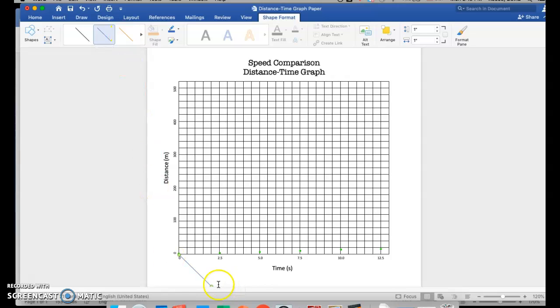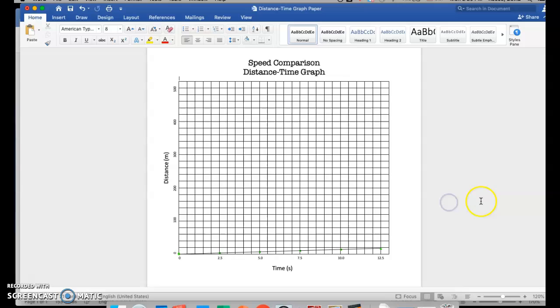Again, I'm going to take that line, place it on my 0, and run it right over here to this line. And there I go. So now I have a line that's passing through all of my points, and I can make that line a little darker on mine. So there is my first line with my green dots. Okay, I have my walking person.